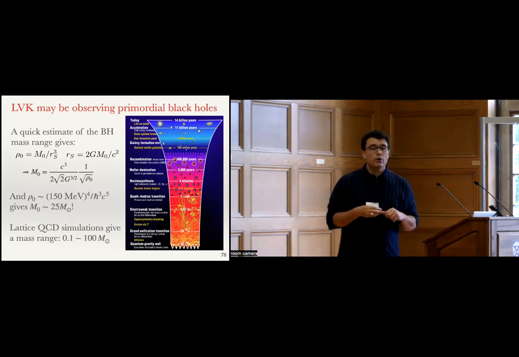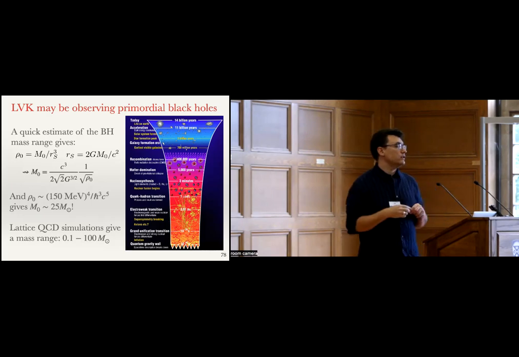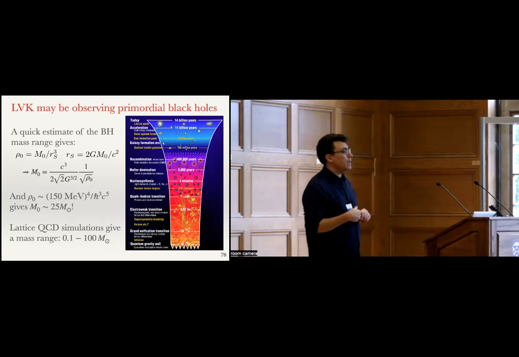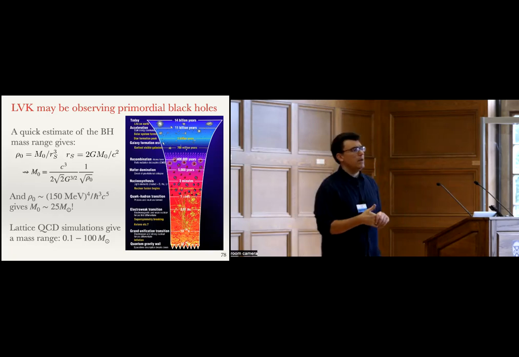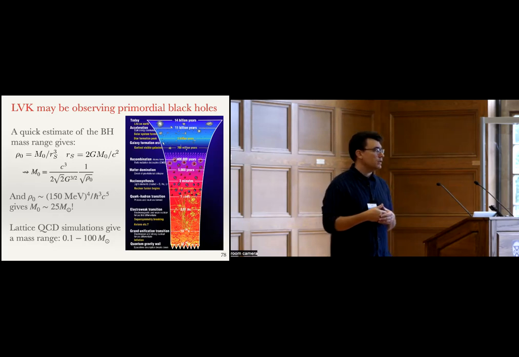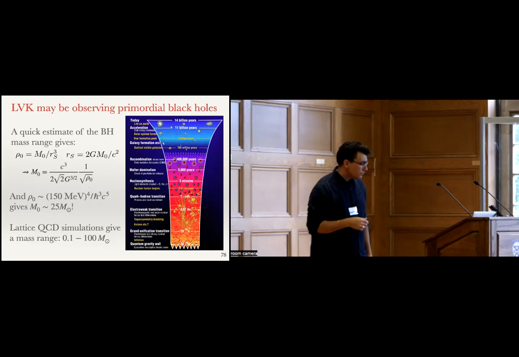In fact, if you do more careful calculations in lattice QCD, you find that the mass range can be all the way from a tenth of a solar mass up to 100 solar masses. If we found anything on the bottom end of that range, we would know it was primordial because we can't form those by collapse. But the LIGO black holes are squarely in this range.